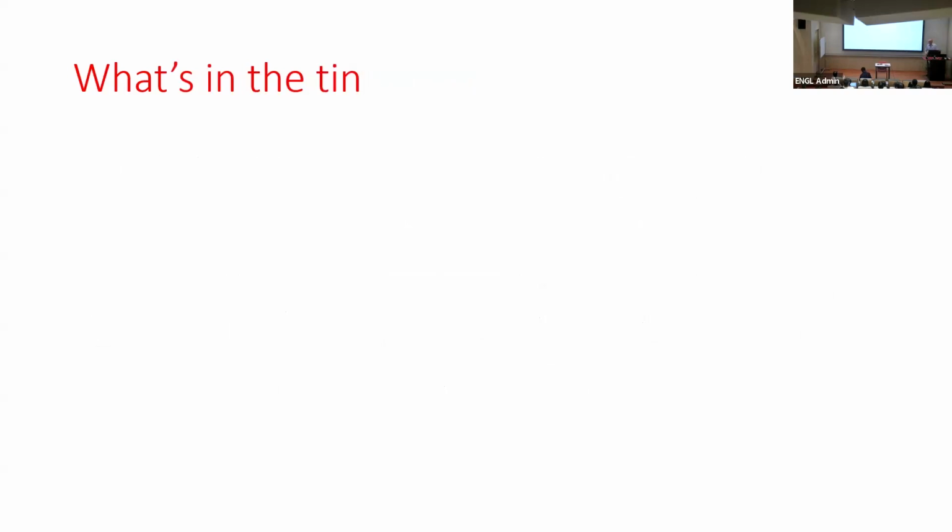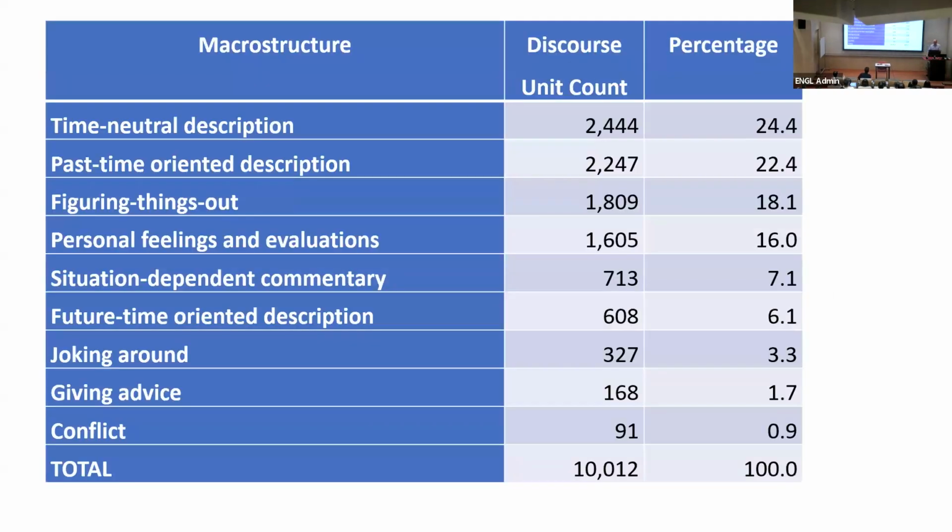So what happens? What do we get when we apply our scheme to our data? Well, in terms of the different primary functions of the discourse units that we look at, this is how the data works out. Our data breaks down into just over 10,000 discourse units. The most frequent discourse unit is time-neutral description. People are mainly, or at least the rank order is that they're, first of all, describing things. Secondly, past-oriented description, they're describing things in the past.